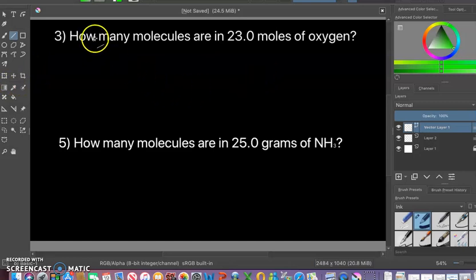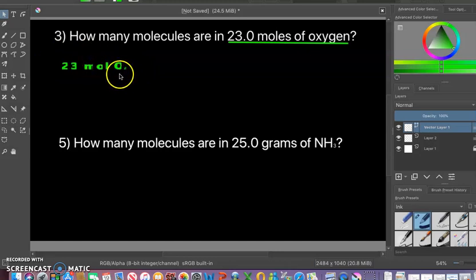So number 3 says, how many molecules are in 23 moles of oxygen? We want to start off by writing what we know. We know that we have 23 moles of oxygen. Oxygen is a Brinkelhoff, and that's important. I've written out 23 moles of O2, and I don't know why it's cutting off the last half of my word, but that's the best I can do right now.